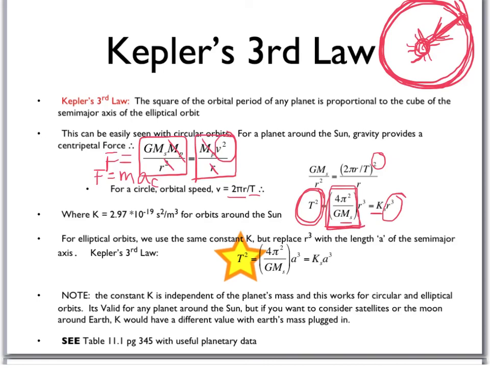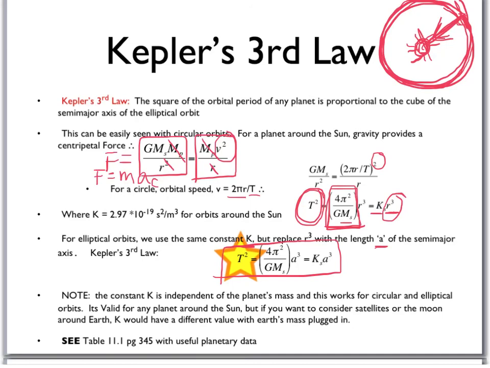Now, the same exact thing is true for elliptical orbits. We use the same exact constant K. It's still equal to 4 pi squared over GM, but the only difference is that instead of putting an r cubed in here, we're going to put an a cubed in, because again, this is not a circle. It doesn't have a radius. It would have that semi-major axis a. And so when we look at Kepler's third law, essentially you typically see it written this way, that T squared is equal to K a cubed.